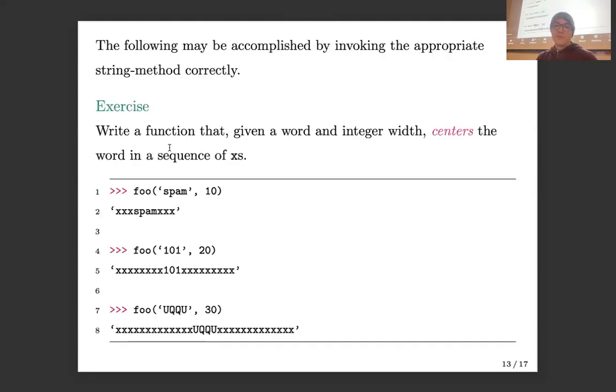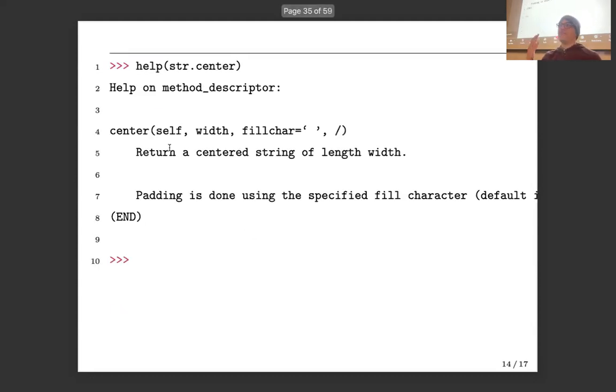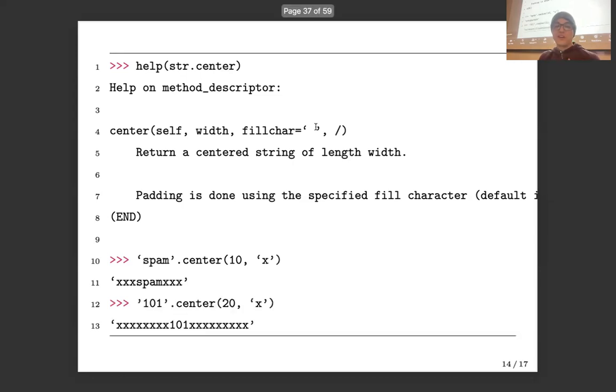So the following may be accomplished by invoking the appropriate string method correctly. Write a function that, given a word and an integer width, centers the word. Just in the interest of time, I'll tell you there is a method called center, which would accomplish exactly this. We just have to be able to read the docs, right? So it returns a centered string of length width with this fill character. So I can say something like, take the word spam, center it in a field width of 10, and then use X's as the empties, right? And that will solve the problem.